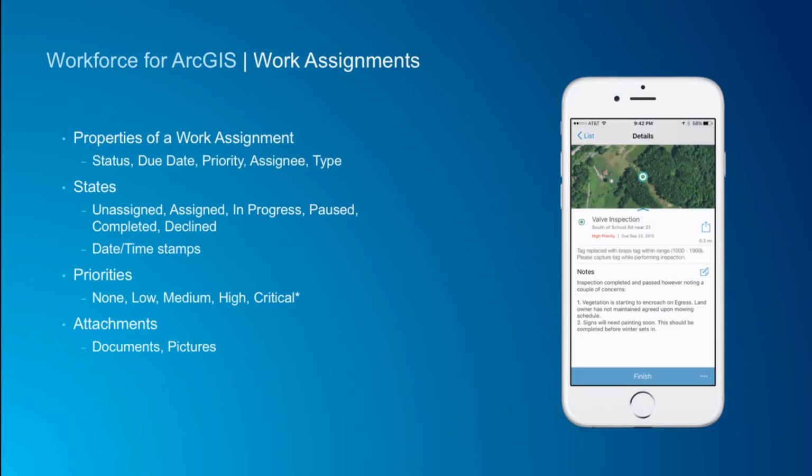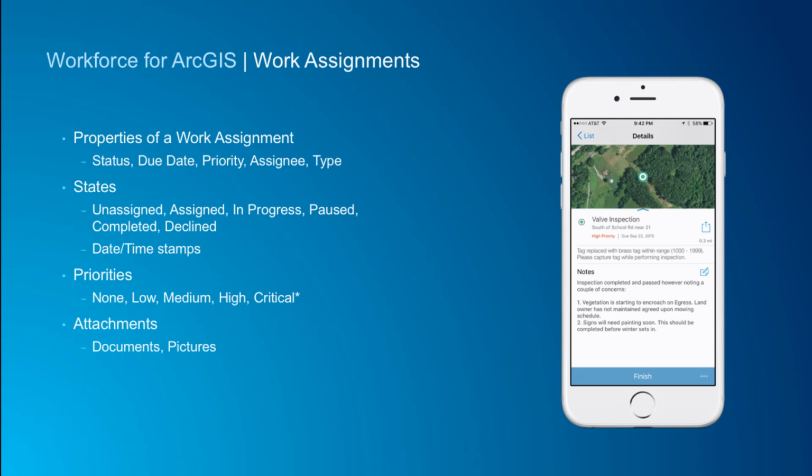Now, the last role that we have is the worker, and this is an example here of the mobile app, where the worker is provided with that work assignment on their mobile device, either Android or iOS, that gives them the information that they need to do the work. When that is due, what the priority of it might be, and also the type of work that's being done.